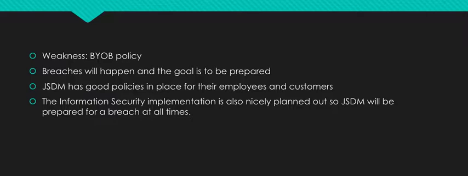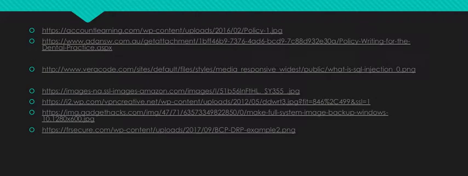JSDM policy is the first line of defense. It is matched with a rigorous training process and strongly reinforced with a strong strike system to help keep employees and management in check at all times. At the end of the day, breaches will happen, and the goal is to be prepared and to learn from each breach to better prepare for the next one. And JSDM's information security implementation is also nicely planned out, so JSDM will be prepared for a breach at all times. So these are the references for part one, and now we will talk about part two.